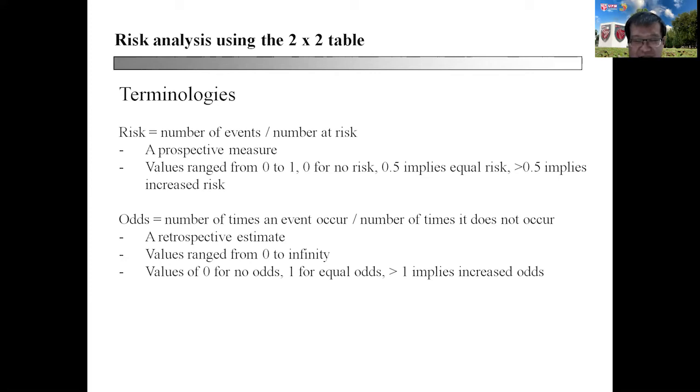And for risk, the values range from 0 to 1: 0 for no risk, 0.5 implies equal risk, whereas more than 0.5 implies increased risk. Whereas for odds, 0 implies no odds, 1 for equal odds, whereas more than 1 up to infinity indicates increased odds.